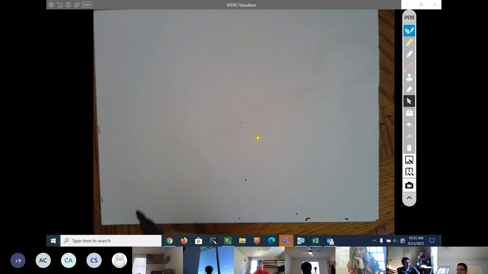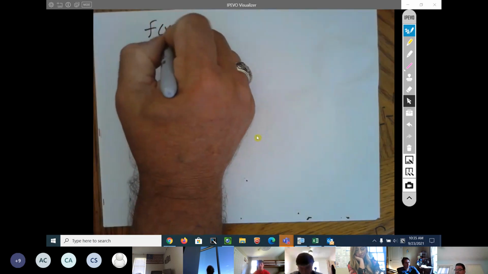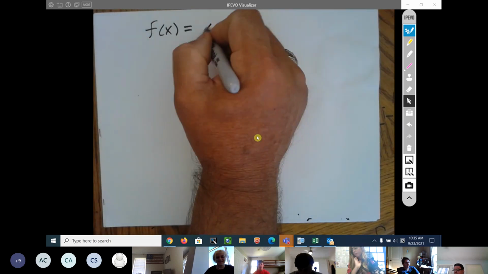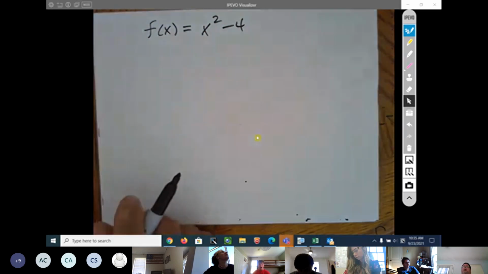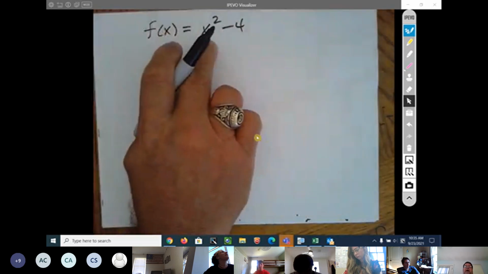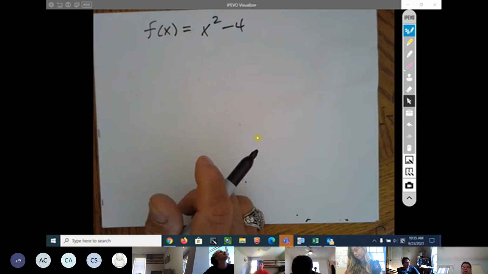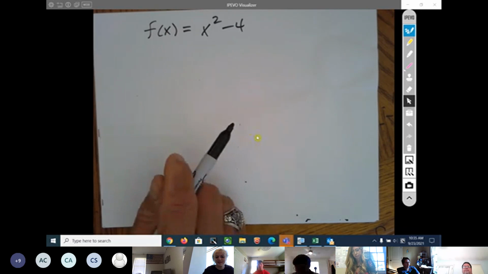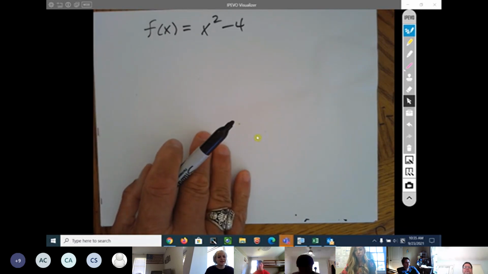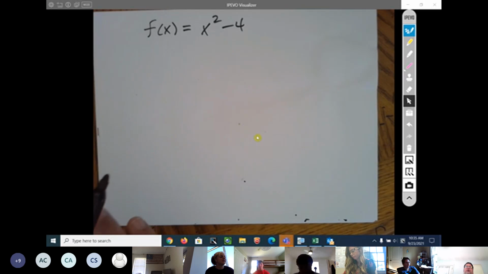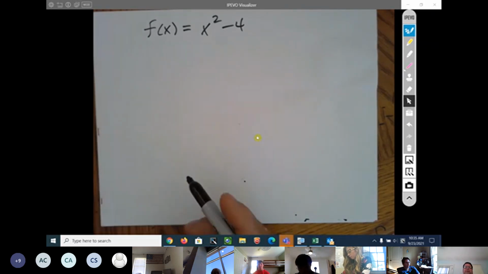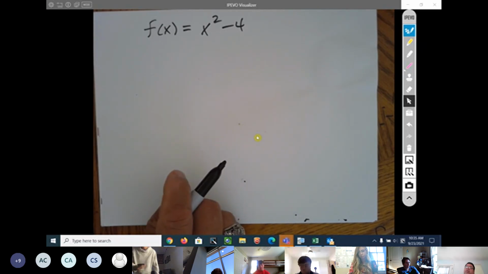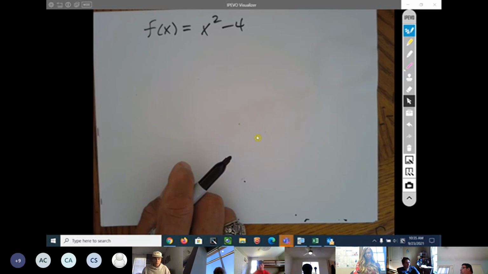What about this? What if I give you something like this? F of x is equal to x squared minus 4. Could you solve this by completing the square? Yes, because completing the square is never restricted. But is that the easiest way to solve this? I want somebody to say yes or no. No, it's not. What can you do besides completing the square?